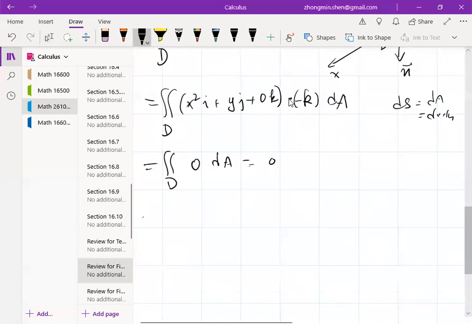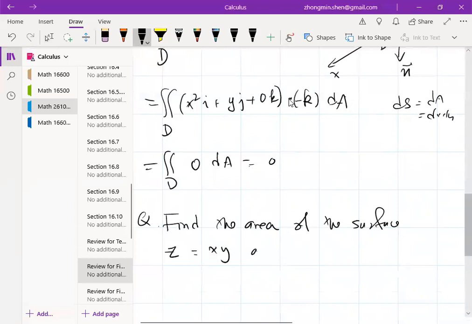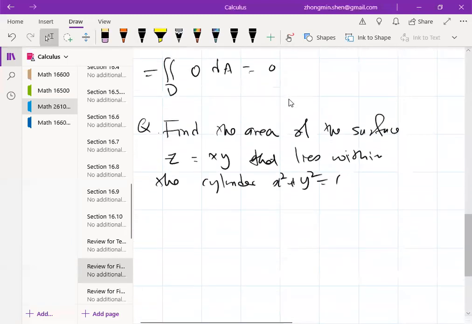All right. So the next problem is to find the area of the surface z equals xy. All right, so this is a graph actually.